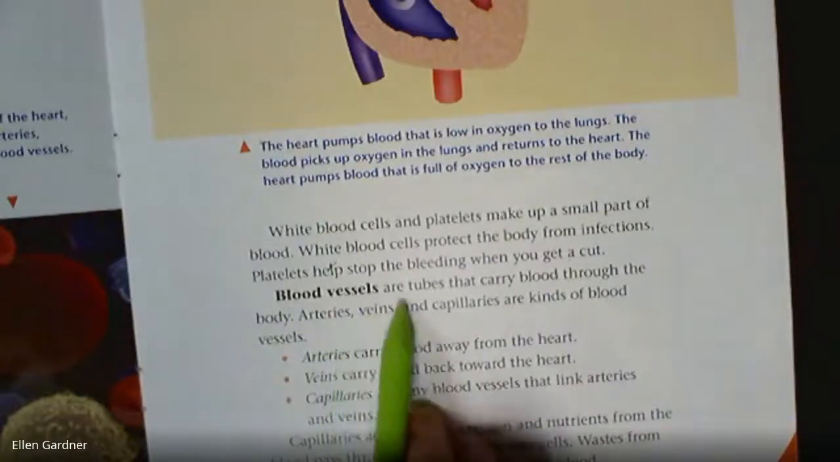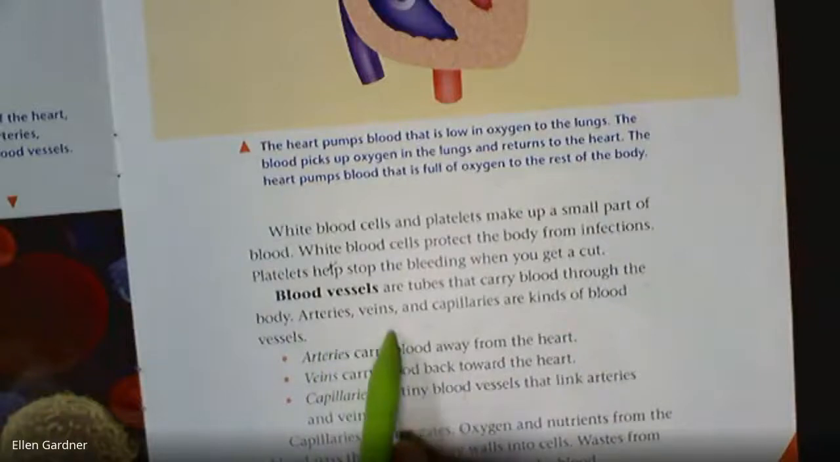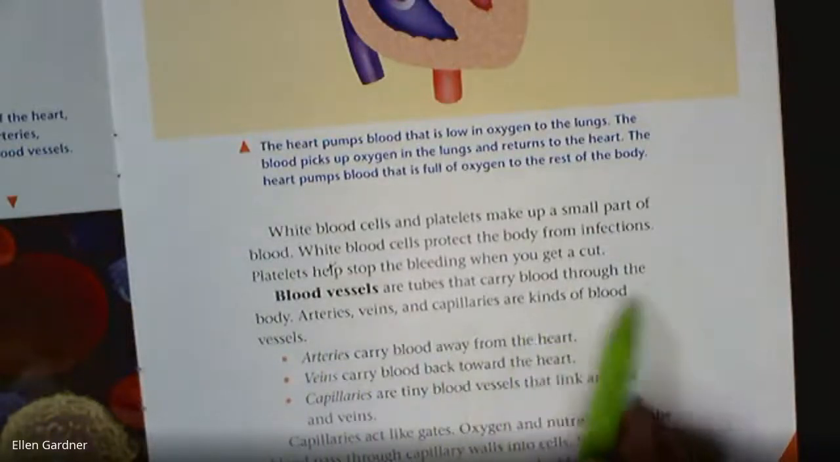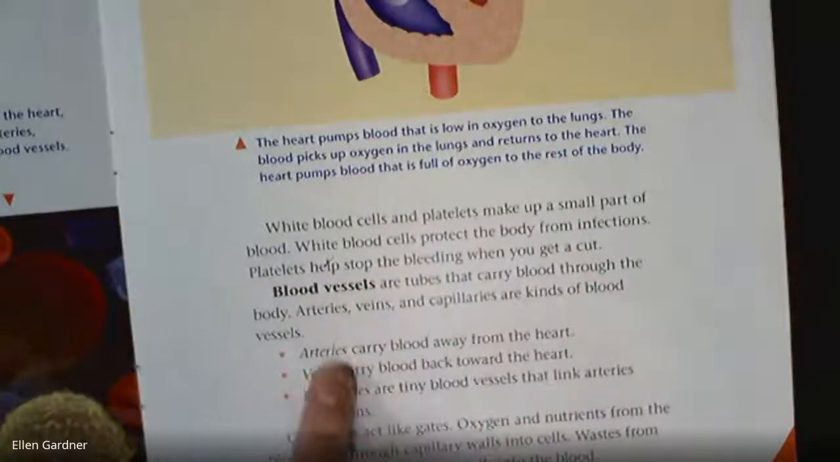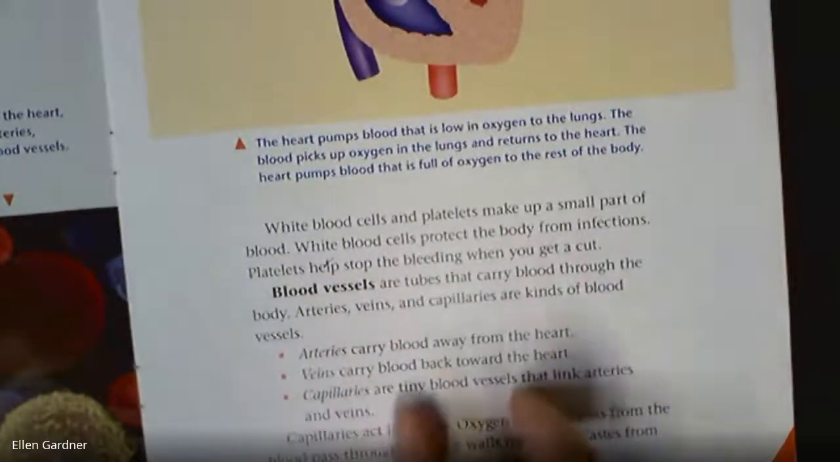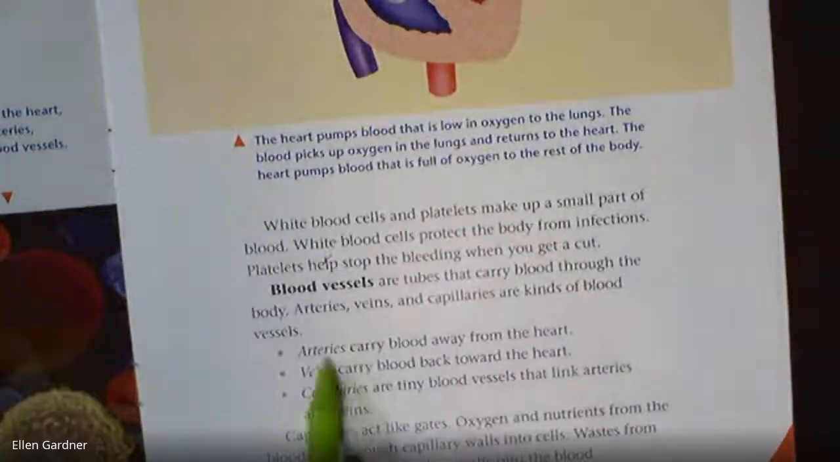Blood vessels are tubes that carry blood through the body. Arteries, veins, and capillaries are kinds of blood vessels. So there's all types of vessels. And a vessel is just any way of transporting something. So they're all ways of transporting blood.